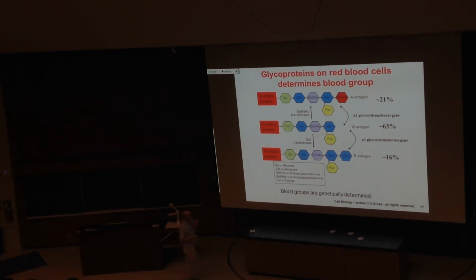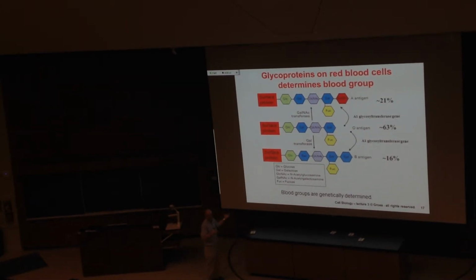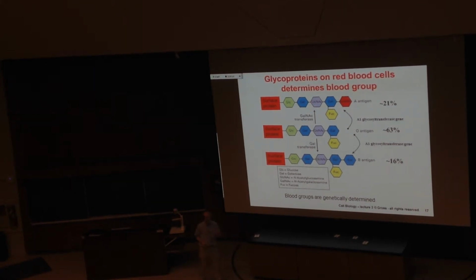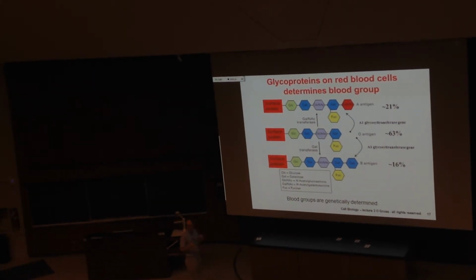And AB blood is basically when your mother was, say, A-type and your father was B-type, and so you get both versions of this gene, one copy from each.